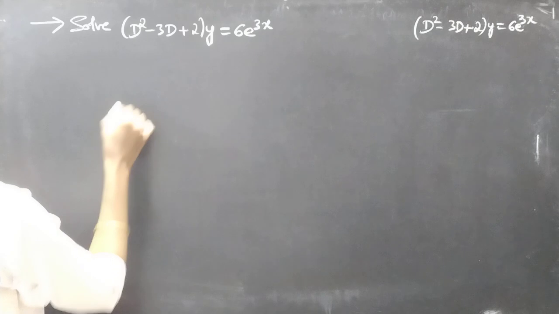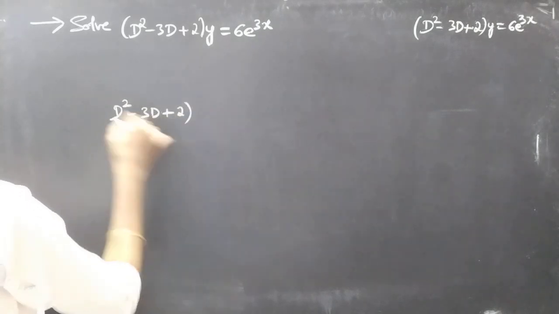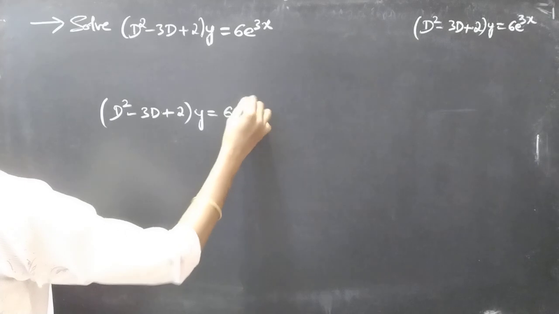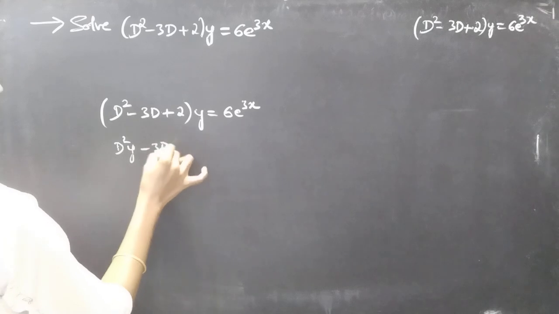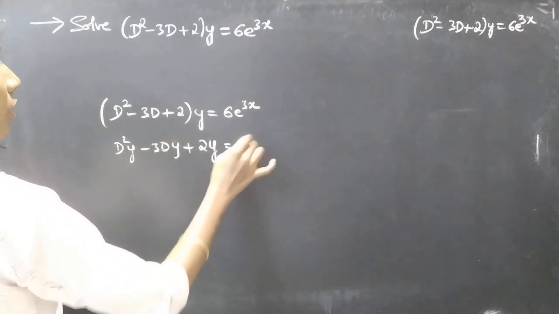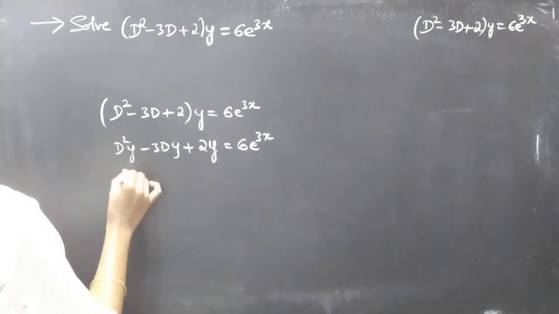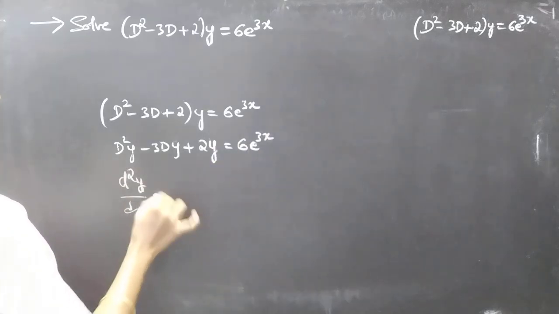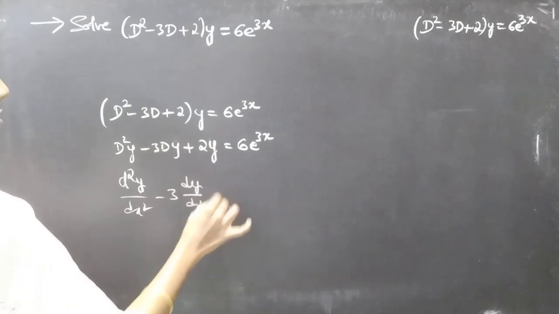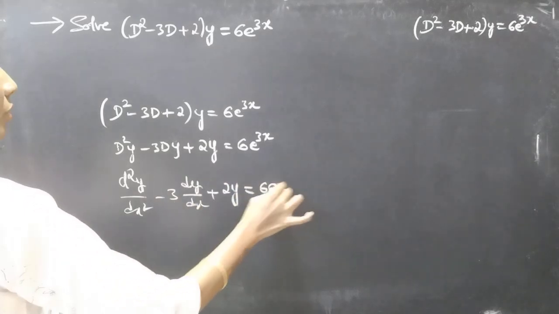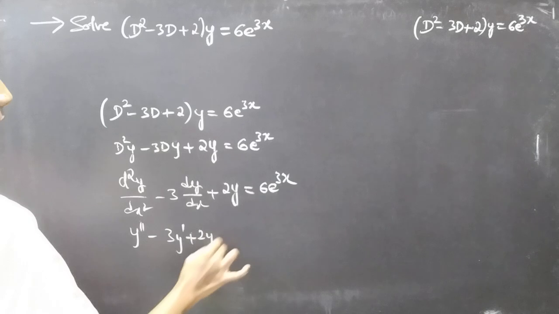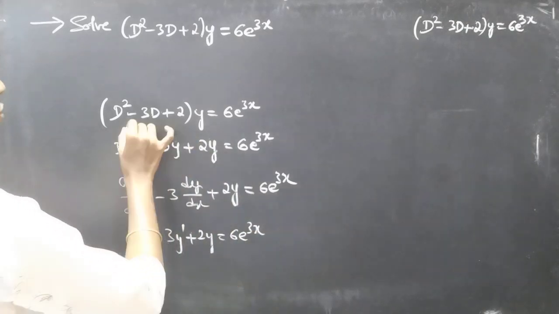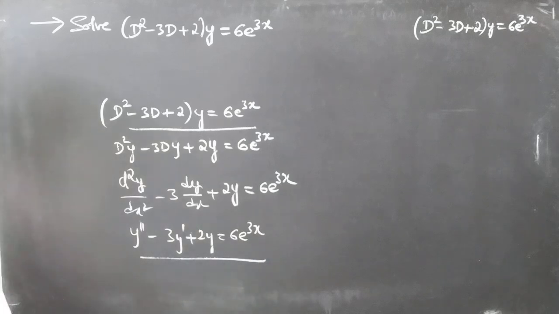We can write the given differential equation, which is in operator form D, as D²y - 3Dy + 2y = 6 e^(3x), or as d²y/dx² - 3 dy/dx + 2y = 6 e^(3x), or y'' - 3y' + 2y = 6 e^(3x). So we'll use the first form and also the last one. Okay, fine. Now coming to the problem.